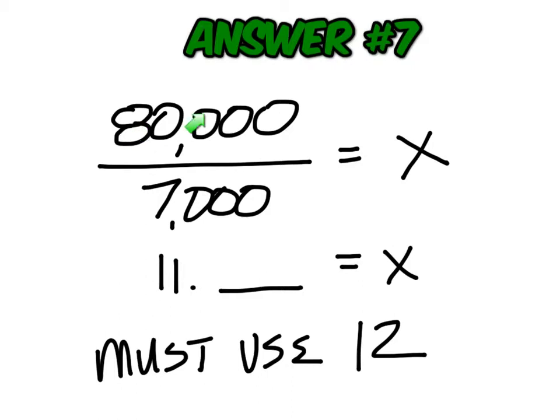Number 7, you have gasoline to haul and you have 80,000 gallons to move, but only 7,000 go in a truck. This would be good enough for an equation, but when you divide it out, you get 11 point something. So you'd have to use 12 trucks to take care of that last part that is left over.